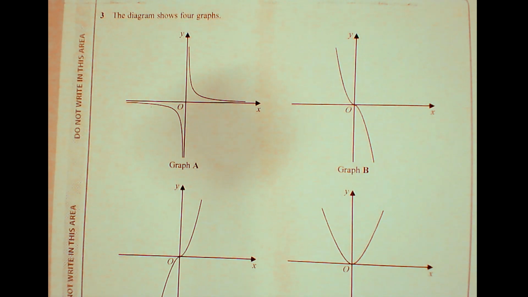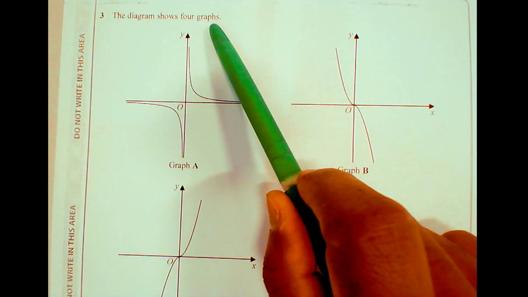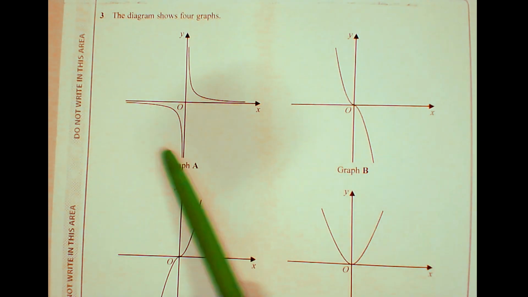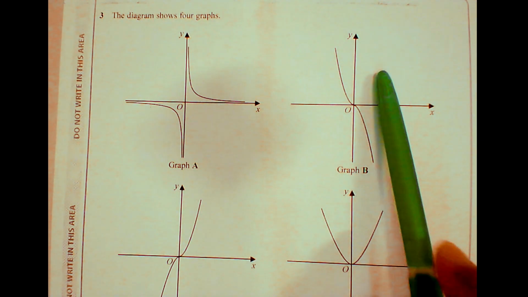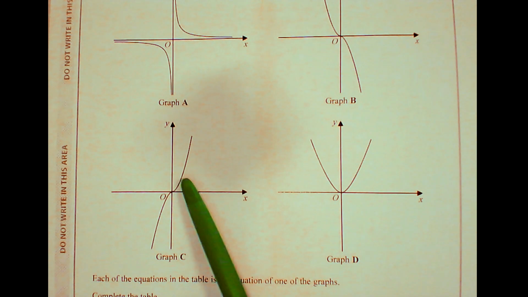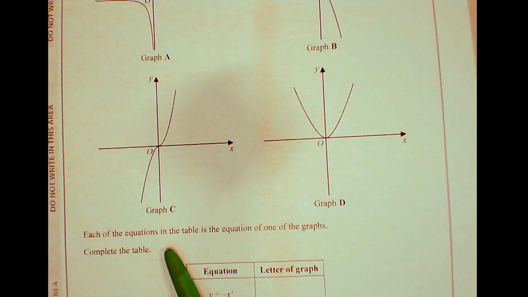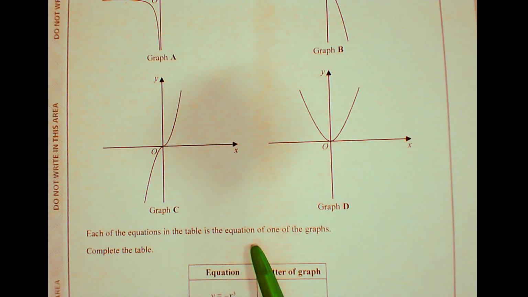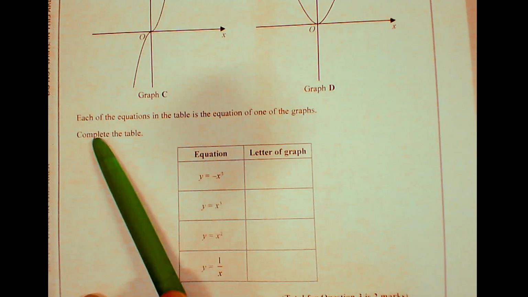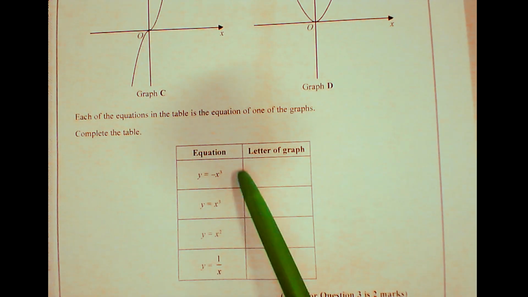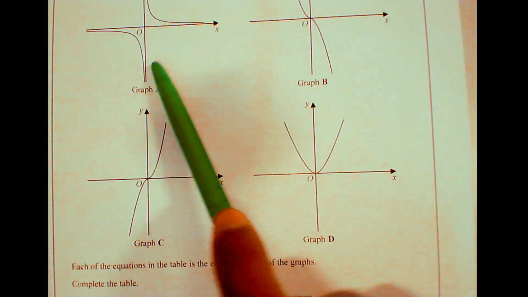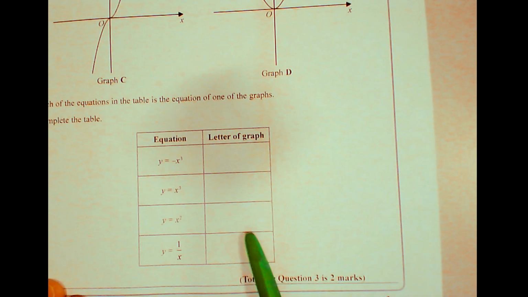Question 3. The diagram shows 4 graphs. So I've got graph A here, I've got graph B here, got graph C here, and graph D. Each of the equations in the table is the equation of one of the graphs. I have to complete the table by writing down the letter next to each of these equations.